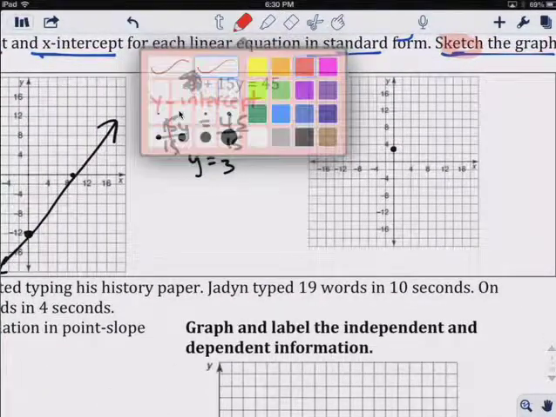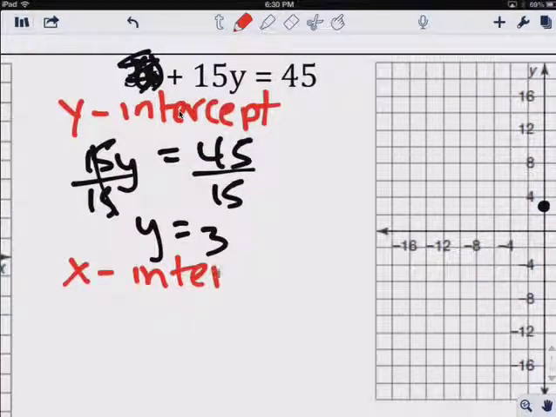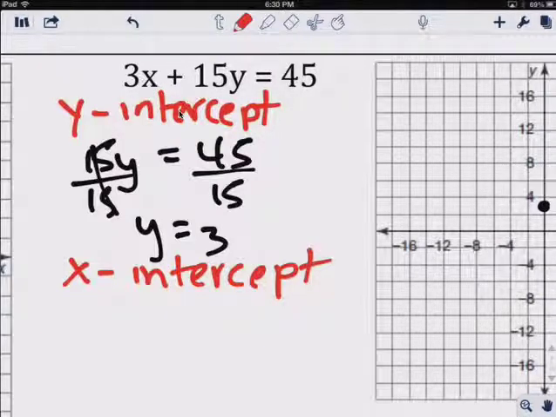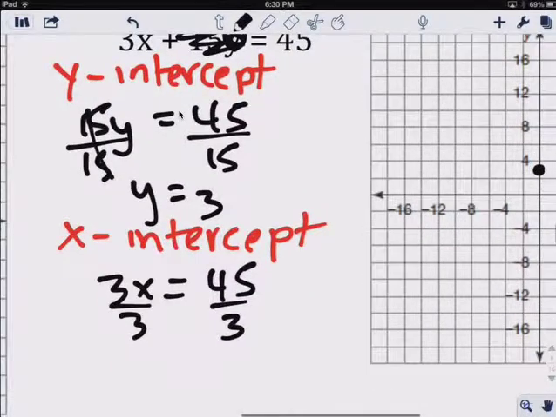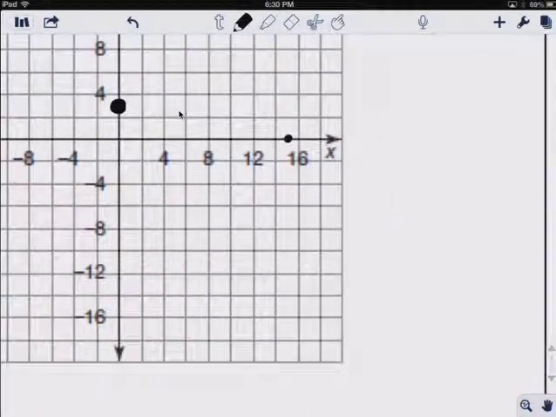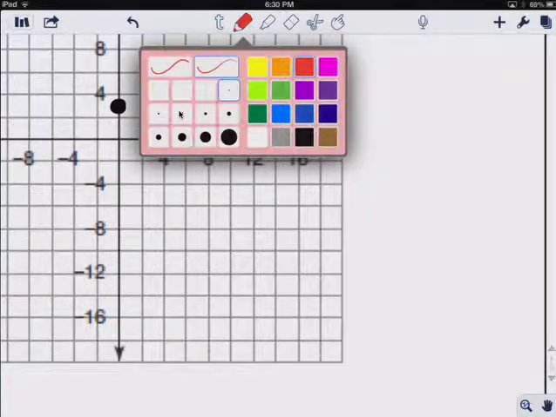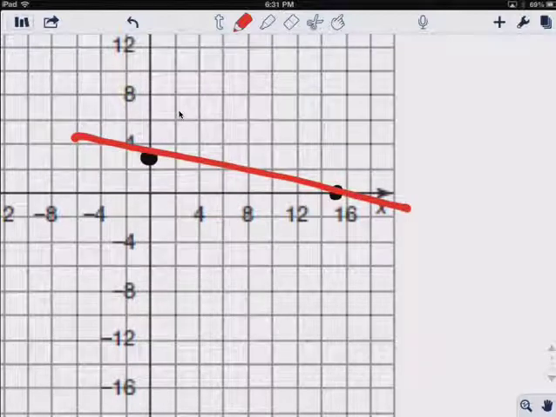X-intercept is when y equals 0. We got 3x equals 45. Divide by 3. Okay, x is equal to 15. So x is 15. It is right here. It's 14, 15. Draw the lines like that. There we go.